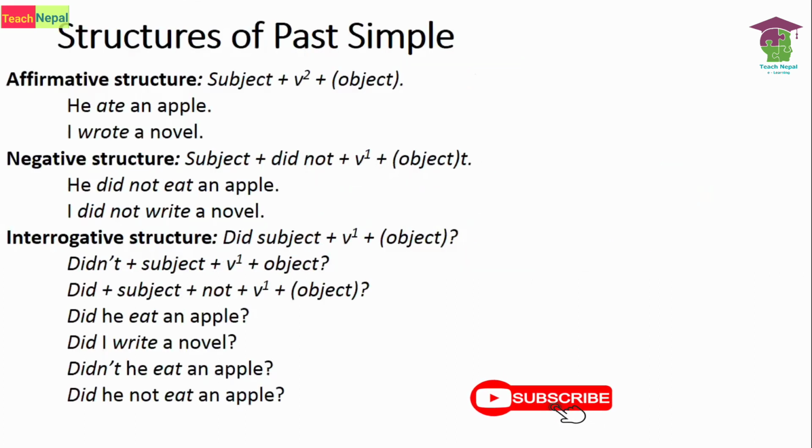Now, let's see the structures of past simple. We can simply form affirmative structure, negative structure, and interrogative structure, right? Here we use verb 2, the basic structure in the affirmative sentence, that is subject plus verb 2 plus object. Here we call that past simple verb.